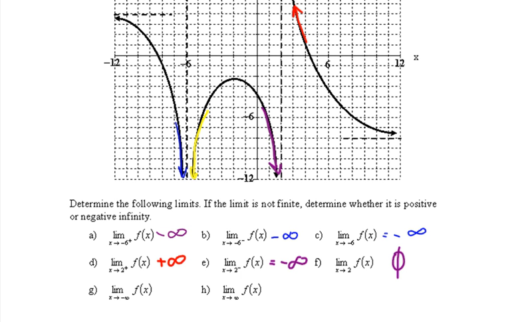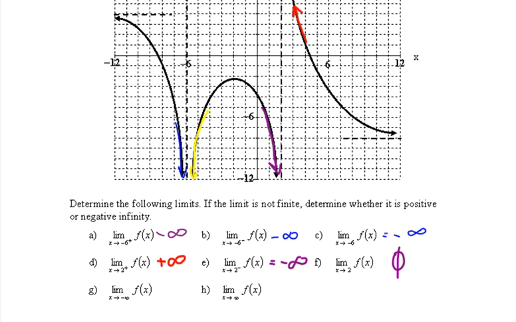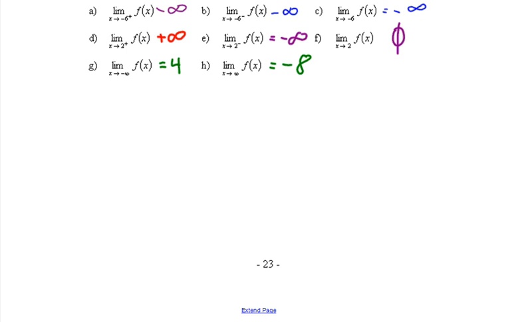What's the limit as x approaches negative infinity? Positive 4. Okay, how about as x approaches positive infinity? -8. That's negative. Done. Okay, homework for this part is page 222, numbers 1 to 5.